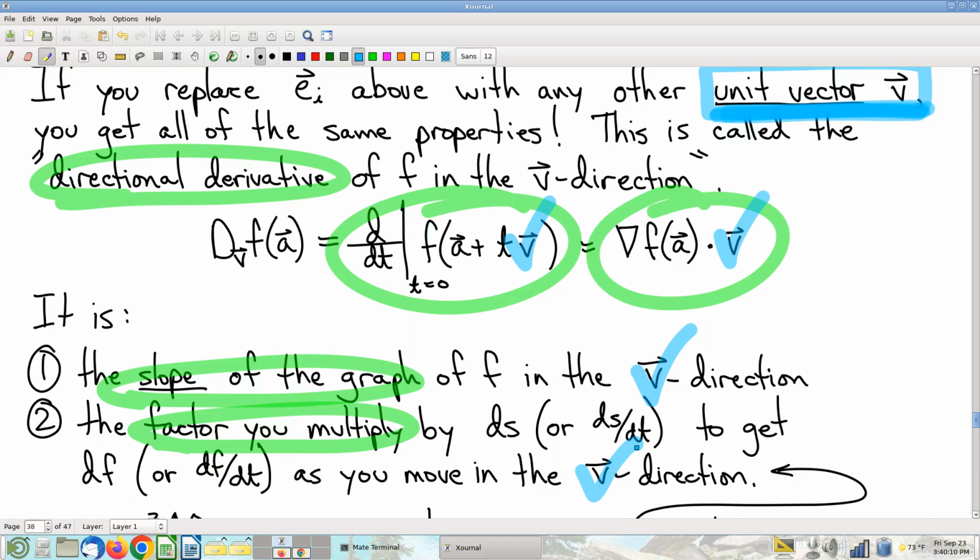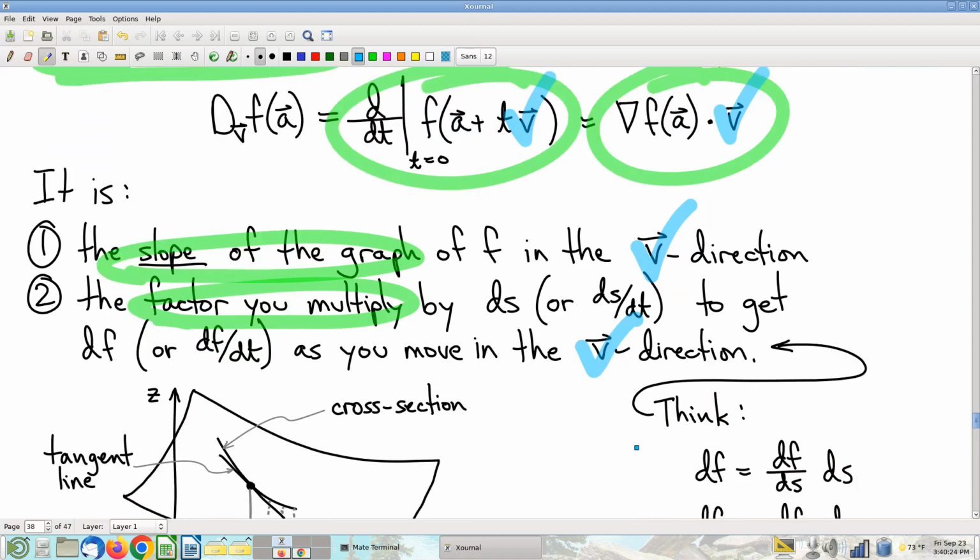Okay. All right. How are we doing? Pausing for questions. Everybody willing to buy that? Okay. Alrighty.